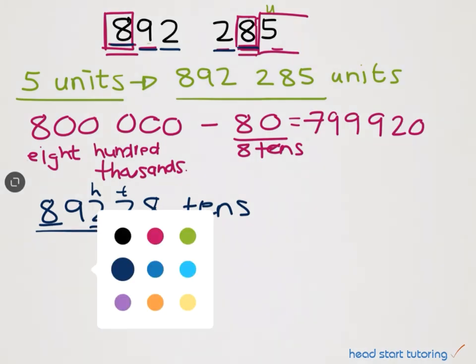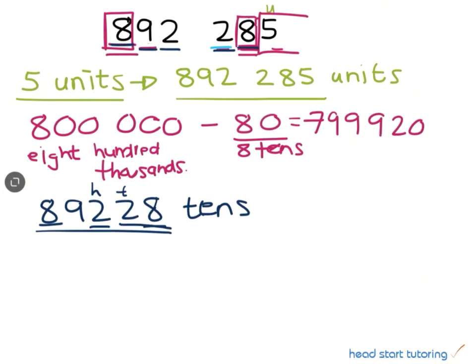Right, let's now go to the 2. What is the place value of the 2 on the right in this number? The place value of this 2 is 2 hundredths. The place value of the 2 on the left is 2 thousandths.